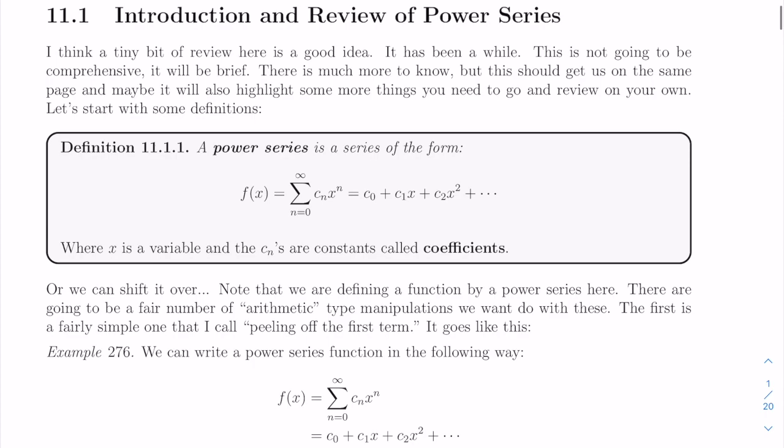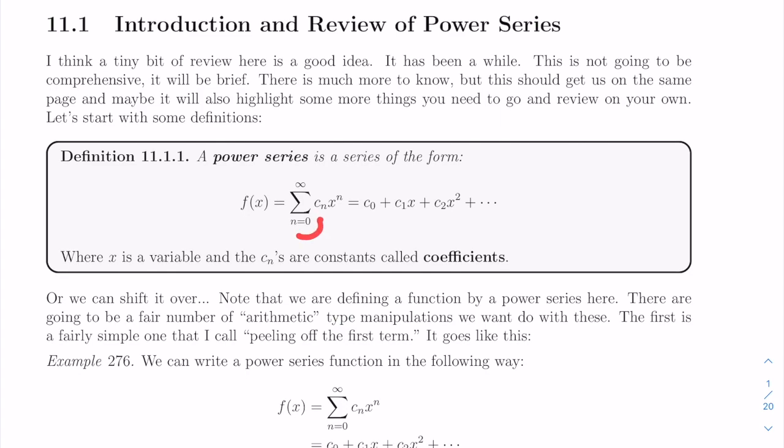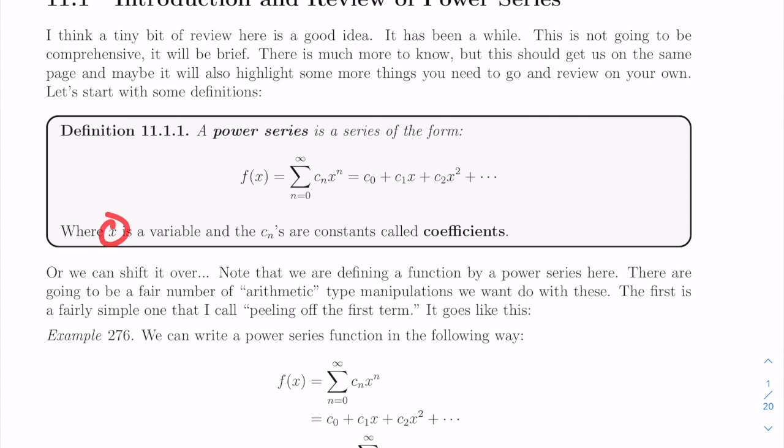So I wrote a bunch of words here and you should read them, but let's just review the basics. A power series is of the form the sum from n equals 0 to infinity of c_n x to the n. I go back and forth between using c's and a's in this. I don't really know why. When you plug in 0, you get c_0 times x to the 0, which is just 1. Plug in n is 1, you get c_1 x to the first, plug in n is 2, c_2 x squared, plus, and on and on. x is a variable, and the c_n's are called the coefficients, okay?